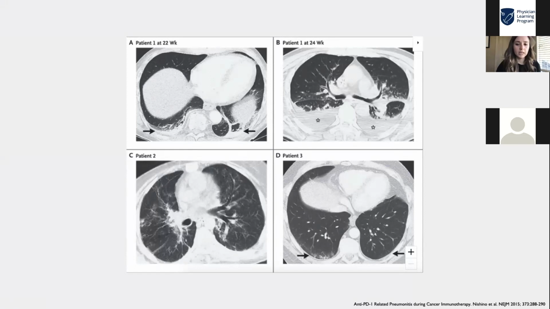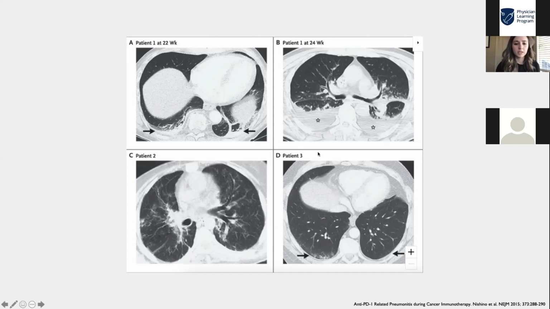Patient 2 is a 38-year-old female, and this CT was taken at 15 weeks of therapy, which again showed diffuse ground glass opacities, reticular opacities, and consolidations in all lobes. Her infectious workup was negative. She required ICU admission and unfortunately died 4 weeks after the diagnosis of pneumonitis was made.